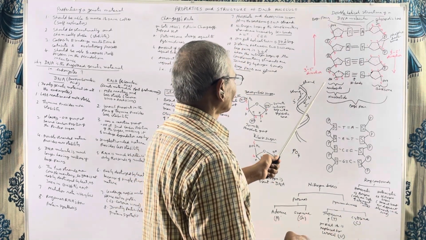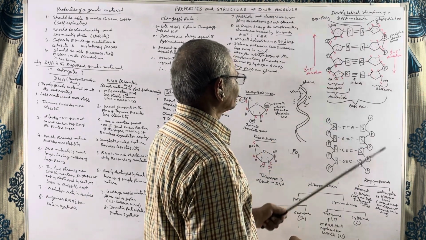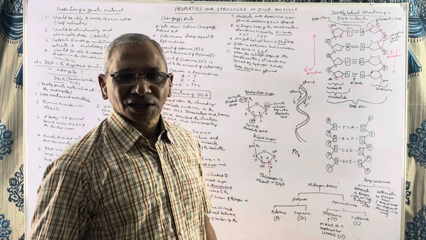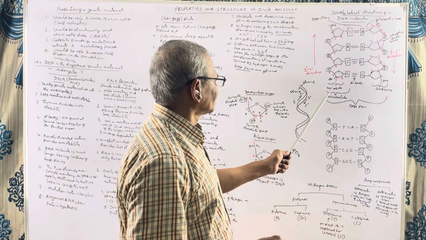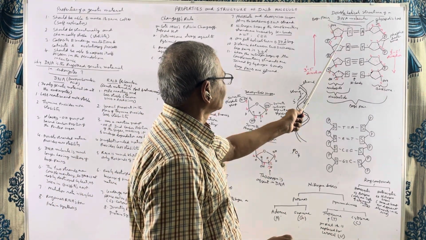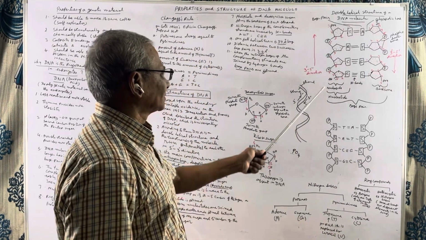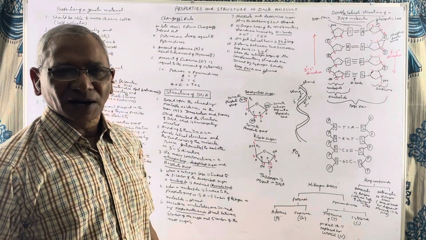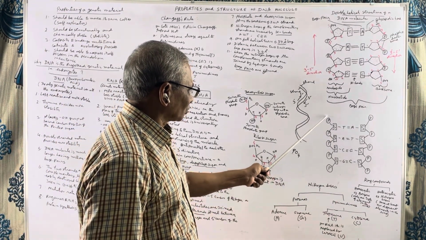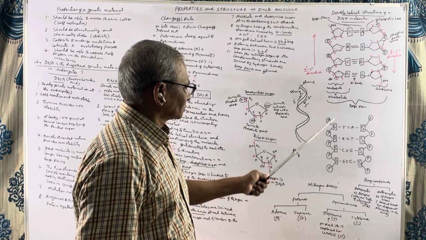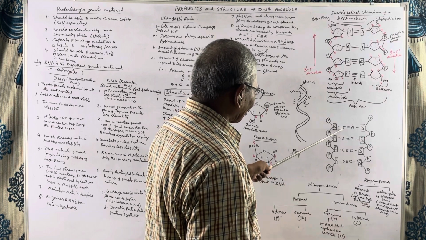Now, the phosphate and the sugar, or deoxyribose sugar, they constitute the backbone of DNA. This is the backbone of DNA. The backbone of DNA is made by phosphate and the deoxyribose sugar, this one. This is the backbone. Then, the nitrogen base extends inwards like this.